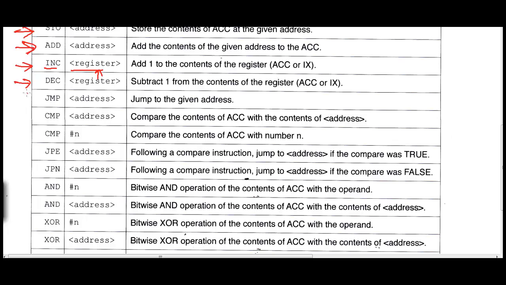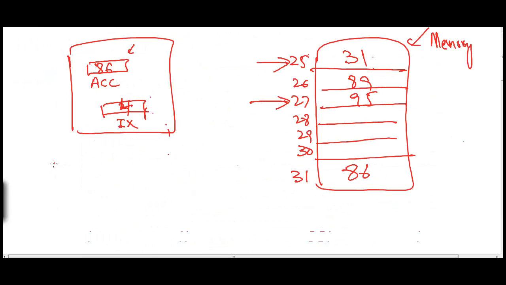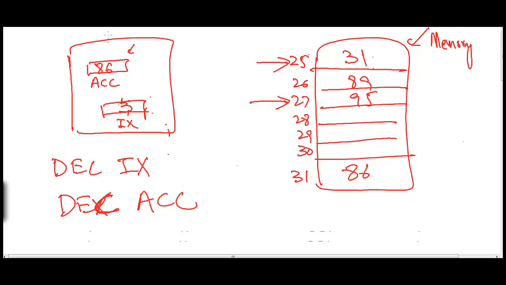Next is this instruction decrement, and in decrement once again we have to mention the register. So what if we have decrement index register? Decrement index means reduce the value of the index register by 1. The index register already has a value 4. This is going to be decremented by 1, and this is going to become 3. If this is the instruction that we have, decrement accumulator, then the accumulator already has a value of 86. When this value is decremented, 86 minus 1 becomes 85. So the accumulator is updated to 85.